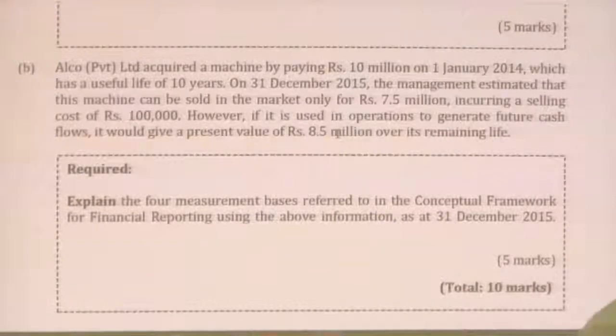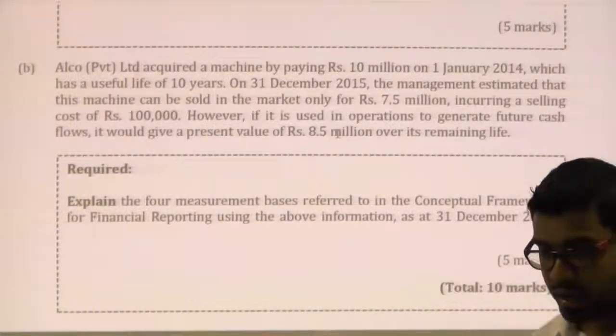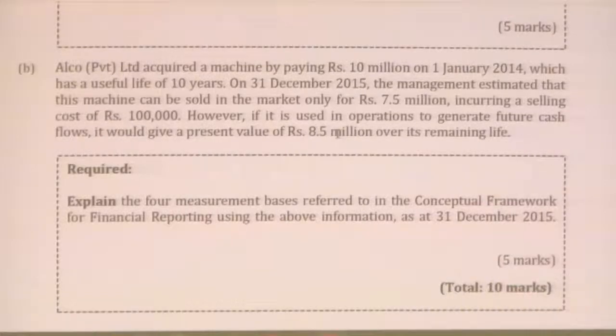So there are 4 measurement bases: historical cost, current cost, realizable value, and present value of future cash flows. When you are familiar with the information, take it to these 4 methods. Then you can easily fill in the balance part of it, right? Fine. If you read the last sentence, however, if the asset is used in the operations to generate future cash flows, it would give a present value of rupees 8.5 million over the remaining life. So then present value of future cash flow, how much?